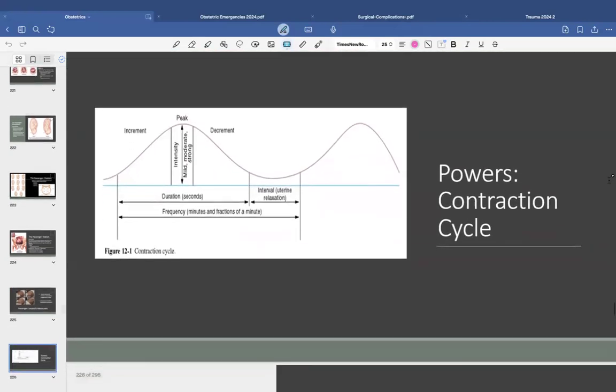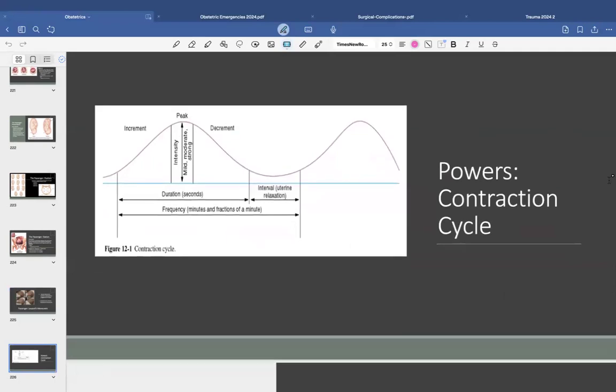So now we're moving on to powers. We talked about the passageway, talked about the passenger. Now we're gonna talk about the power. How are we gonna get this baby out?